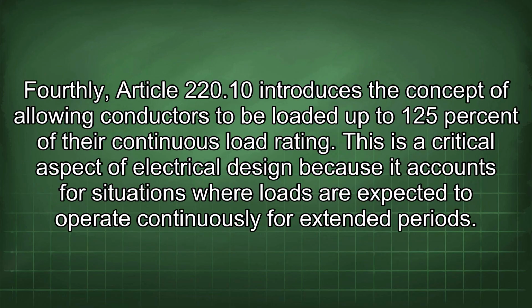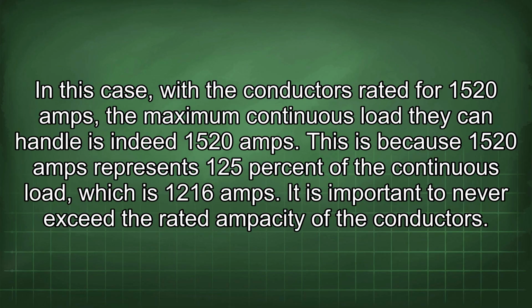Fourthly, Article 220.10 introduces the concept of conductors being loaded up to 125% of the continuous load rating. This is a critical aspect of electrical design because it accounts for situations where loads are expected to operate continuously for extended periods. In this case, with the conductors rated for 1520 amps, the maximum continuous load they can handle is indeed 1520 amps. This is because 1520 amps represents 125% of the continuous load, which is 1216 amps. It is important to never exceed the rated ampacity of the conductors.